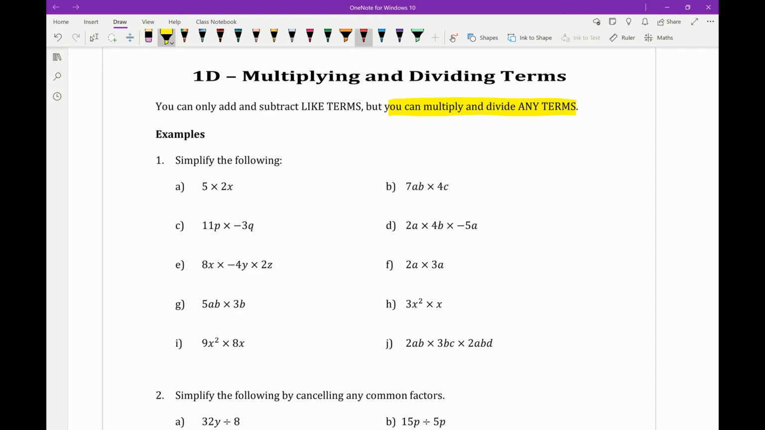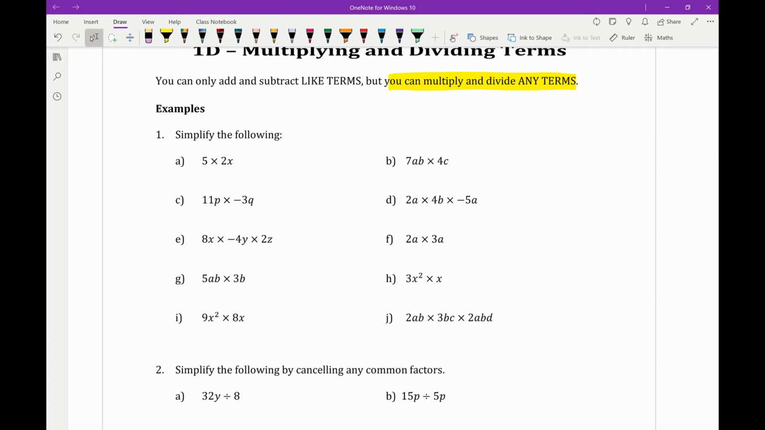So let me show you in the examples here. Example number 1. Simplify the following. Part A, 5 times 2x. So multiply the numbers. 5 times 2 is 10. And collect up the letters, so the only letter there is an x, so 10x.